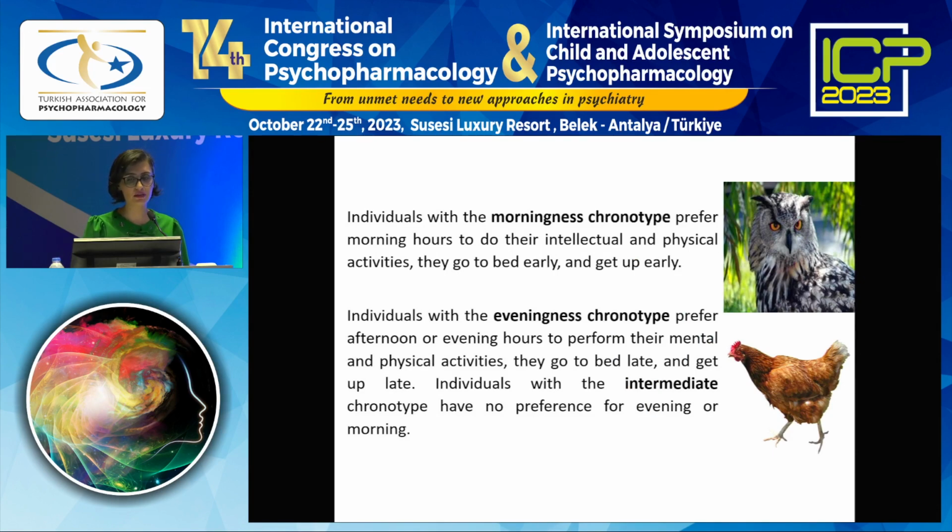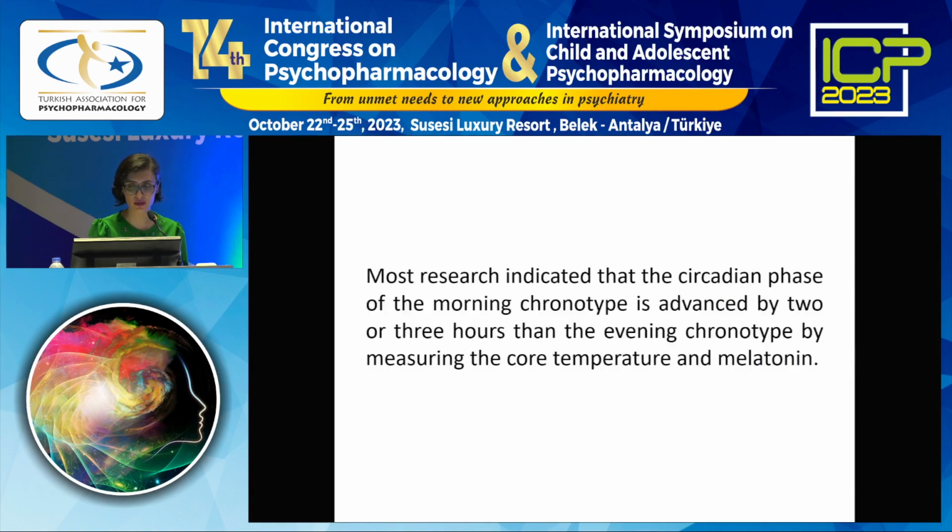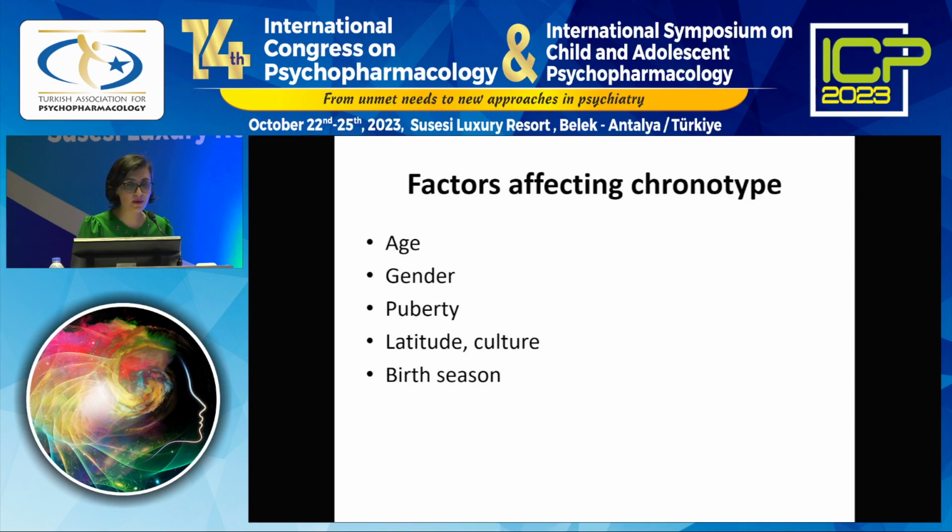Individuals with the morningness chronotype prefer to sleep early and wake up early, and they carry out their physical or mental activity in the morning. But the eveningness chronotype go to bed late and wake up late, and they prefer the evening or the night time to carry out their activities. We have intermediate types. These are the neutral ones. They do not have a specific choice of time to carry out their physical or mental activities.